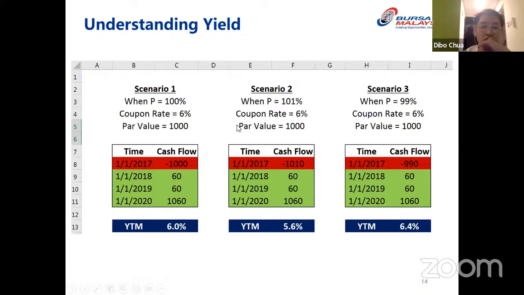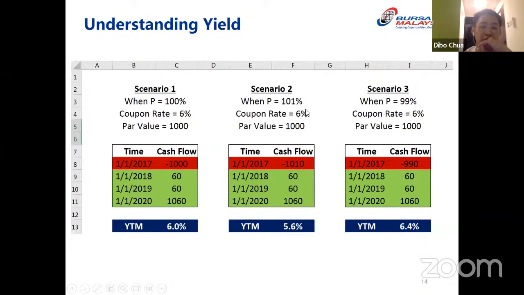So in scenario 2, try to imagine, let's say in scenario 1, the interest rate in our economy is actually 5%. In scenario 2, let's say it's a bad scenario. The interest rate goes down from 5% to maybe 2% or 3%, something like that. So your bond price right now increases.